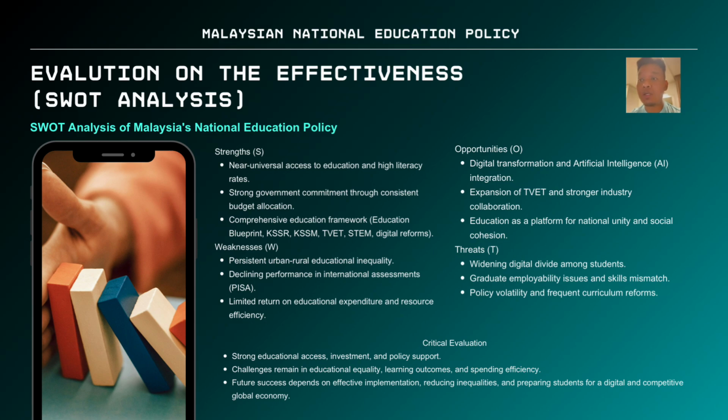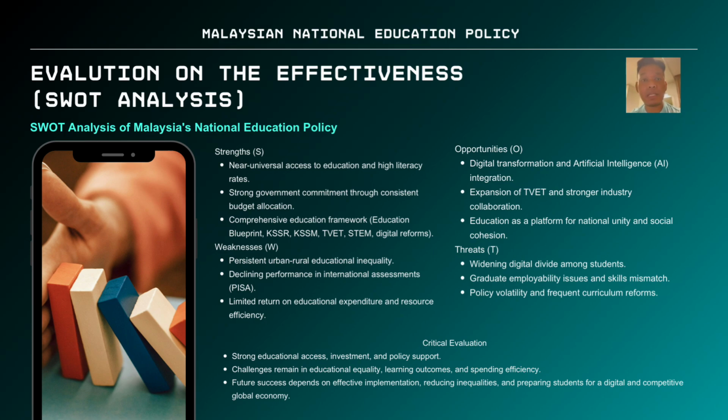Another threat is the growing mismatch between educational outcomes and labor market expectations. If graduates continue to lack industry-relevant skills, the country's investment in education may not generate optimal economic returns. Without inclusive access and adaptive reforms, educational transformation risks becoming a privilege for some rather than a right for all.